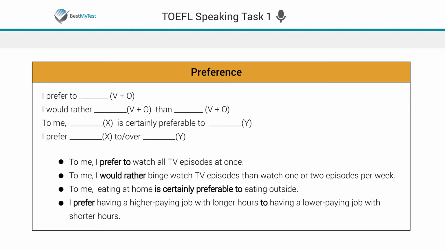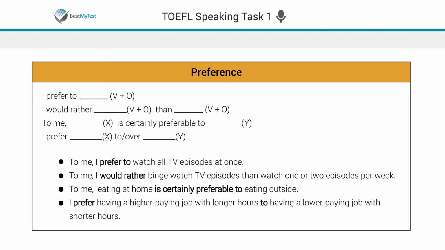All right, next up is preference. And as you can see on the screen, we've got 4 sentence patterns for you. The first one, it says, I prefer to, and then it says V plus O. That means verb plus object. I prefer to swim. I prefer to attend. You add a verb there.